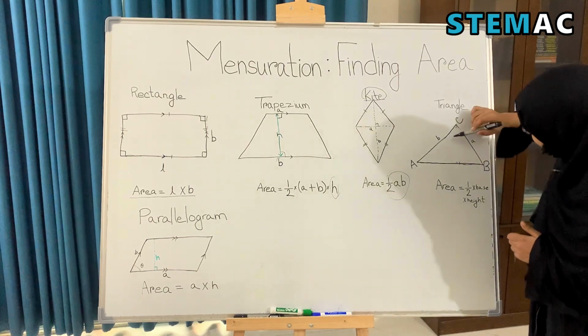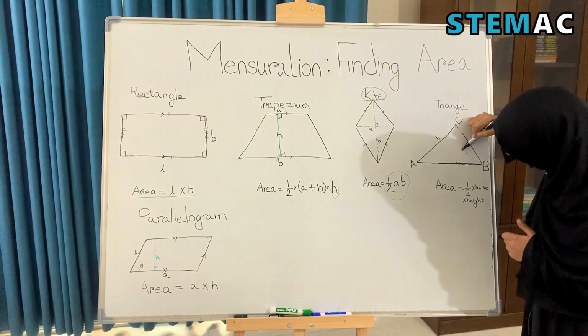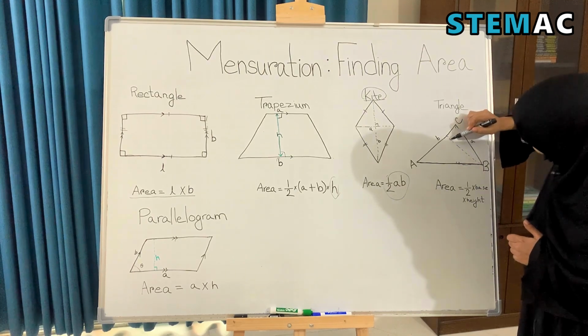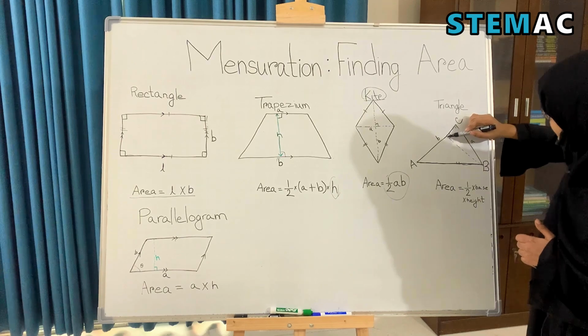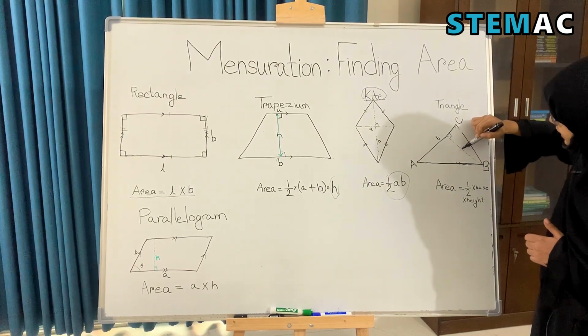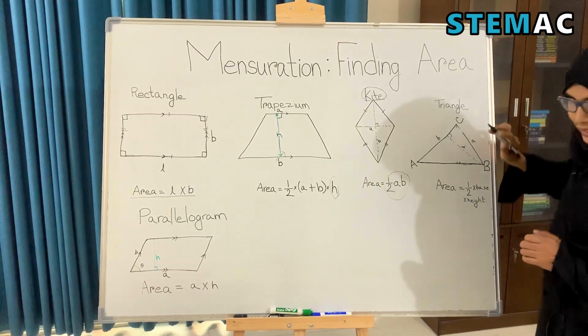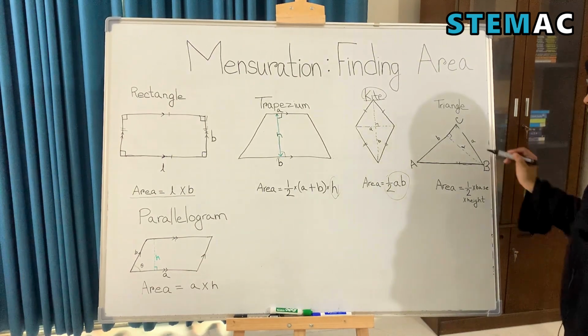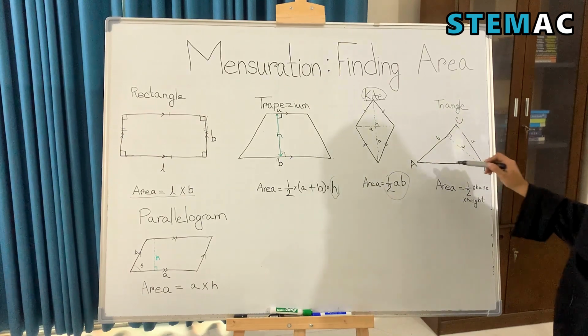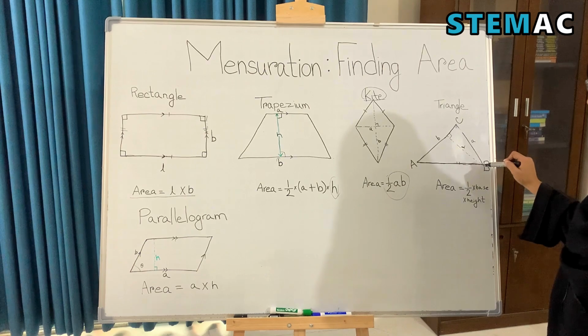Only this side is given, and this length is given. Let us say this length is L. So, in that case, you can take this as base and this as height.